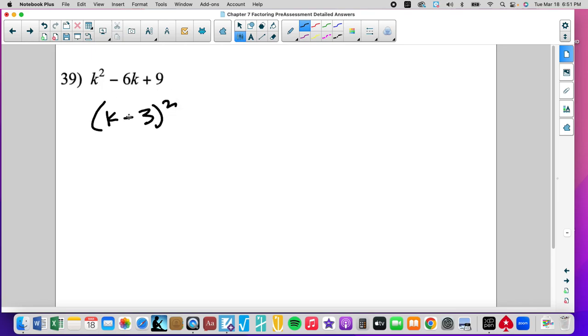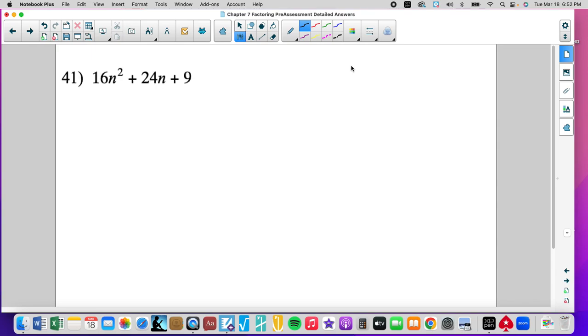Signs are the same, both are negative. Square root, square root. I'm not just taking the square root when I see this. I have to make sure that when I take the square roots, multiply them and double it, it equals the middle term. In this case, it does. It's (v + 4) quantity squared.